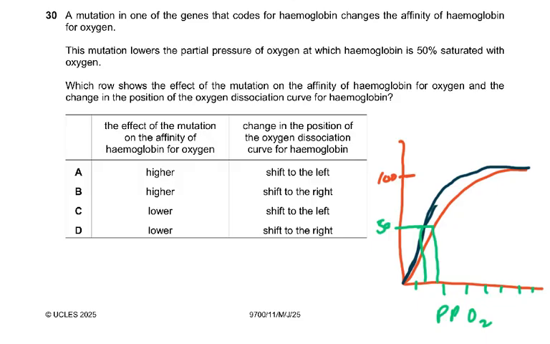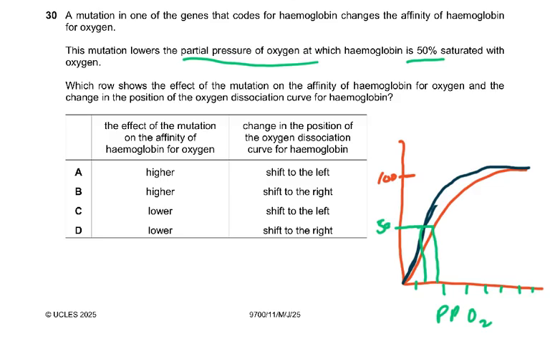Question number 30. A mutation in one of the genes that codes for hemoglobin changes the affinity of hemoglobin for oxygen. This mutation lowers the partial pressure of oxygen at which hemoglobin is 50% saturated. You can see how I've drawn that, how the graph changes from the red line to the black line. Which row shows the effect of the mutation on the affinity of hemoglobin for oxygen and the change in the position of the oxygen dissociation curve for hemoglobin?